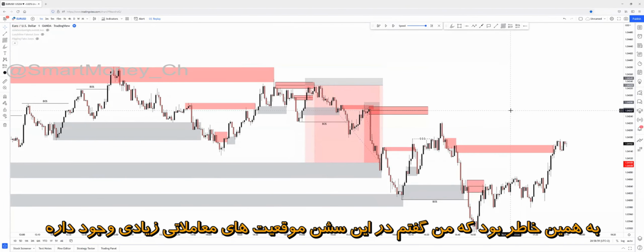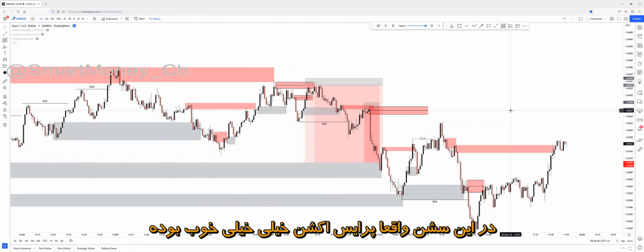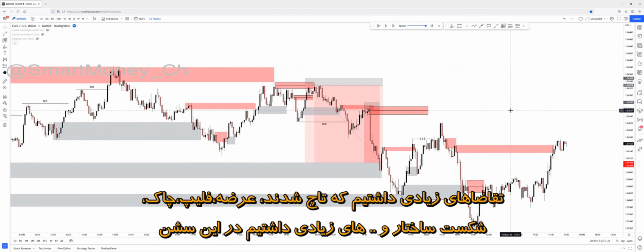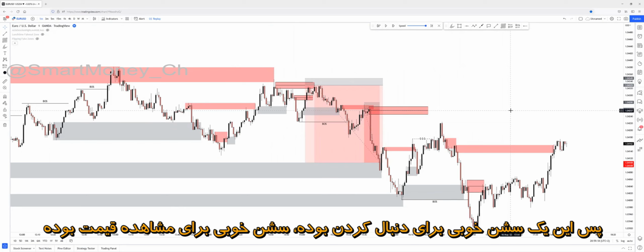Actually, that's why I said that in this session there were lots of opportunities. This was a really good price action session because I only trade New York. So in this session, there were lots of demand taps, lots of supply taps, lots of flips, lots of change of characters, breakout structures, etc. This was a good session to follow and to watch.